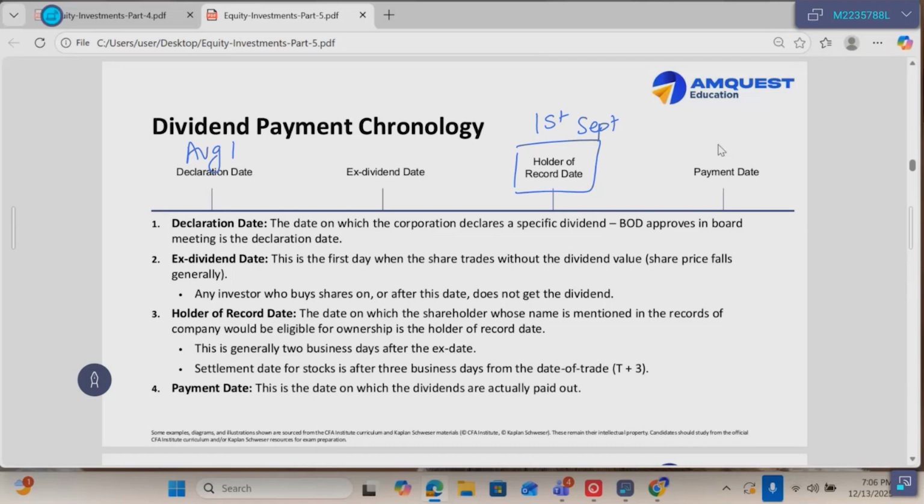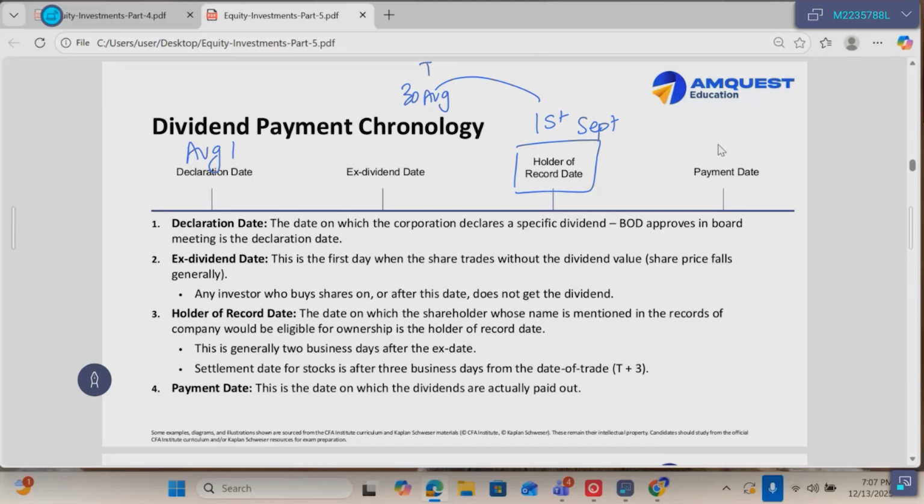Okay, so this is T+2. In case that is the case, if you want your name to appear on the company's records on 1st of September, that means you will probably have to buy the share somewhere around 30th of August. So this is T, and T+2 is 1st September, so your name will appear on 1st of September. The date before which you have to buy the share becomes your ex-dividend date. So the ex-dividend date is the date before which you have to buy the share so that your name appears on the records and you get the dividend.